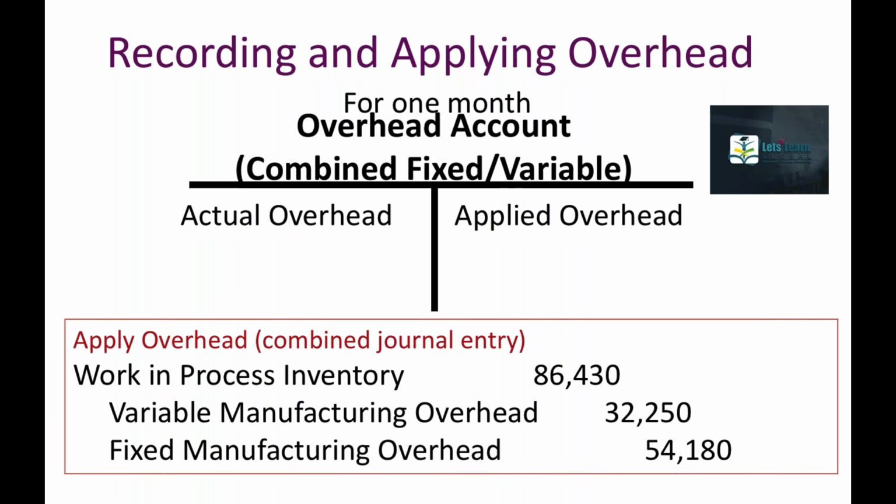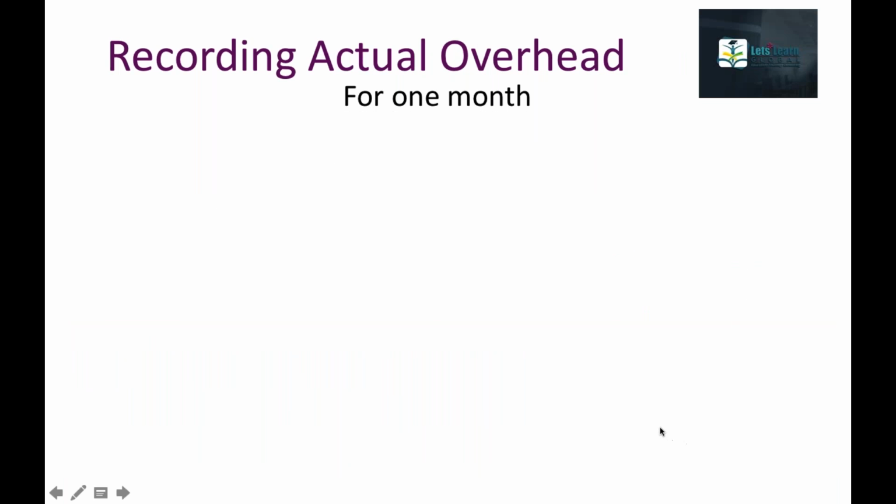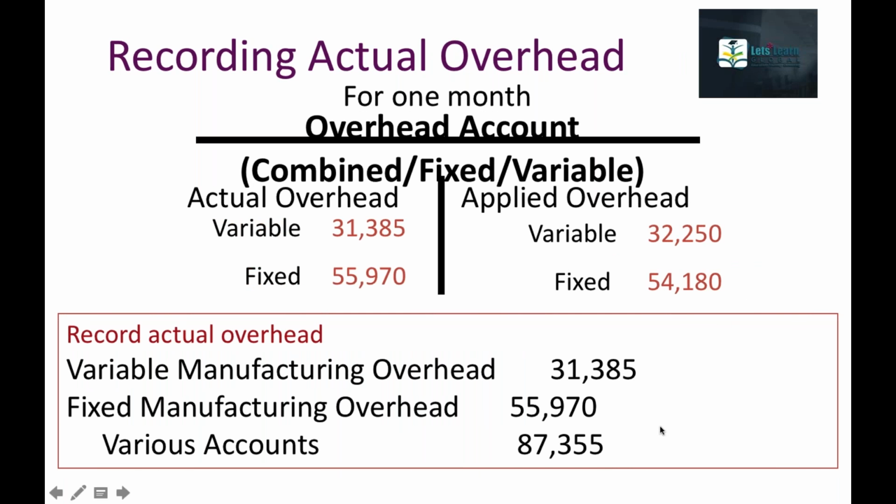Now if the actual overheads are different from applied, how to treat this? So in this, say we charged 86,430 to the production process by giving variable and fixed, but the actual amount is different. Actual amount is this. Compare. What happened here? We estimated an amount of 32,250, but we actually incurred 31,385. Customer has paid this much, but we spent only this much.